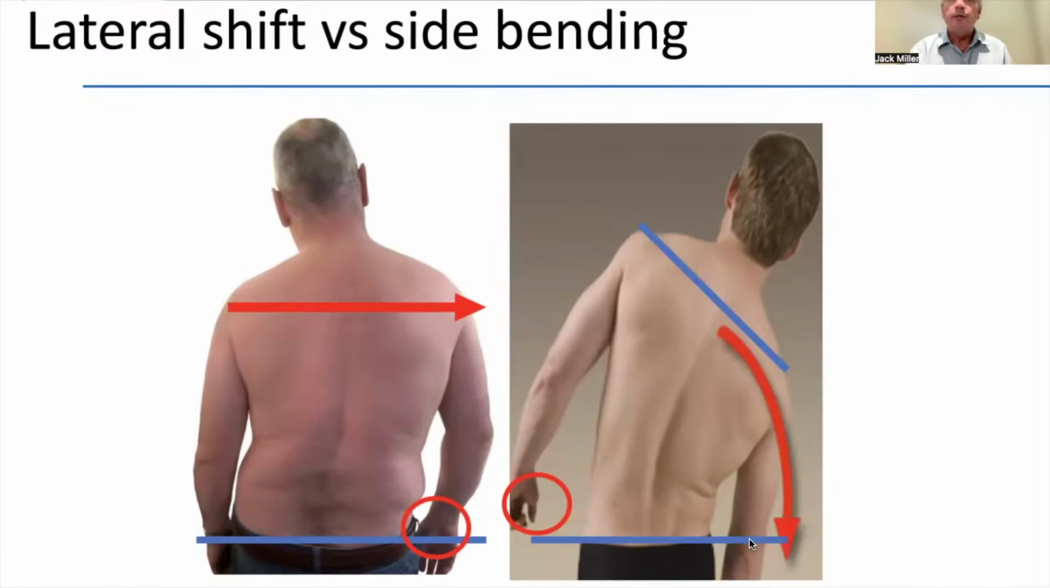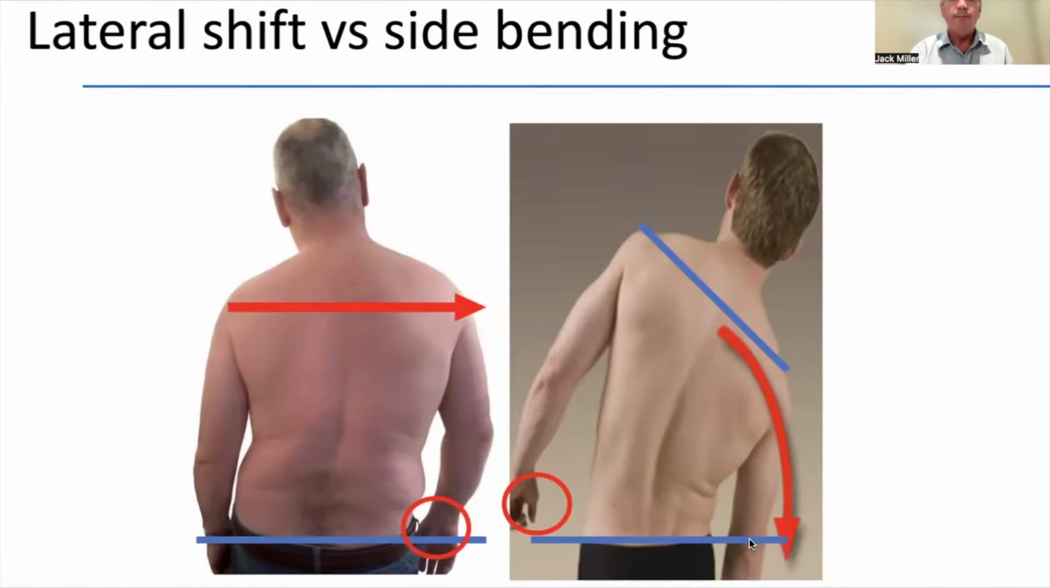Now, an important point here about lateral shifts versus side bending. If you have a look at the picture over on your left-hand side, you see that the individual's trunk has moved laterally, but the shoulders have stayed relatively parallel to the hips, haven't they? Now, let's contrast that to the picture over on your right, where the pelvis is level, but now the shoulders are quite oblique.